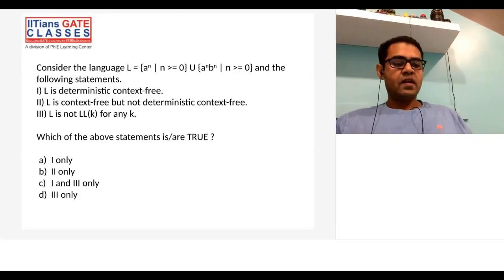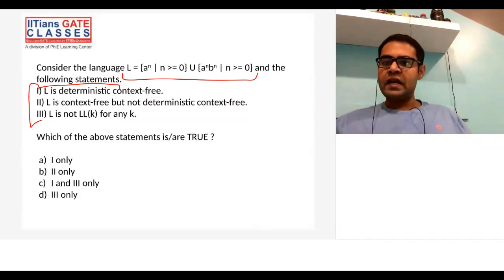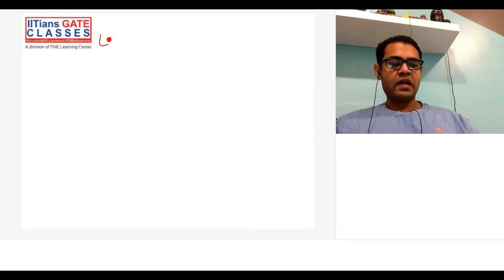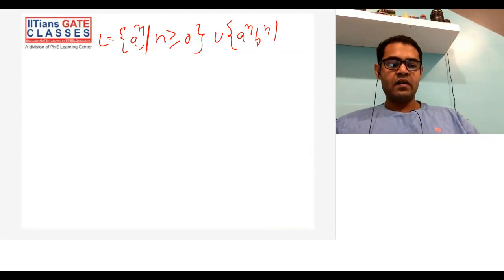So they are saying, consider the language and the following statements. Okay. So what I'll do is I'll try to write the language and get some idea about what the language is saying. So language is what? Language is a power n, where n is greater than or equal to 0, union a power n, b power n, where n is again greater than or equal to 0.